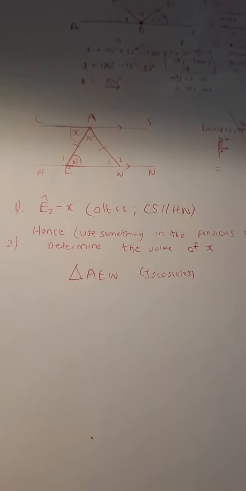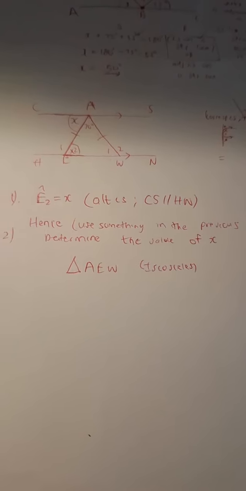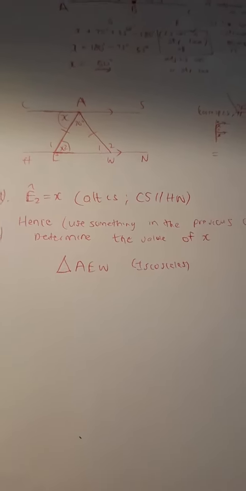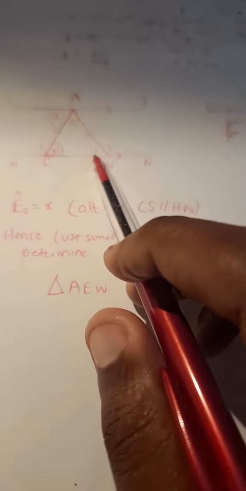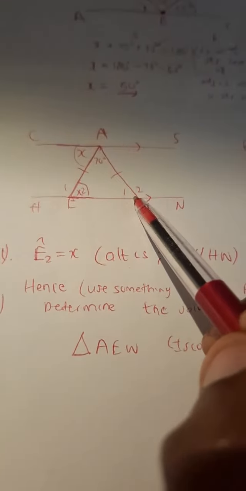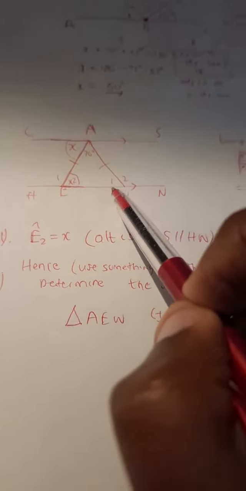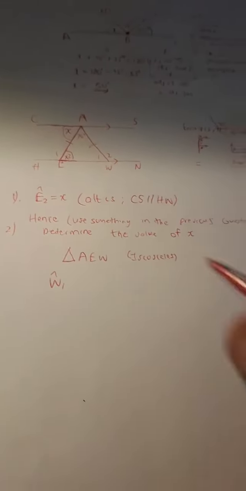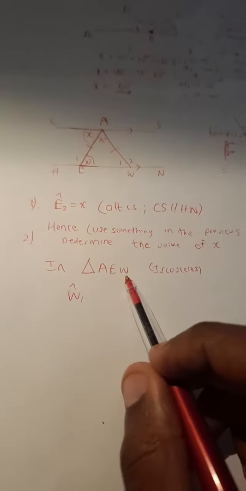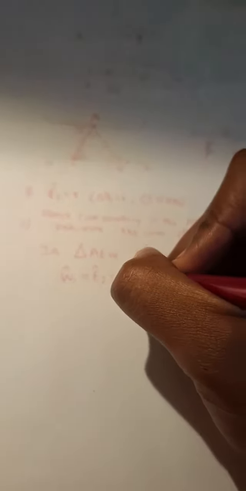Liam has just said, and I want you to look at what Liam has said, because that is what we need to always keep in mind when we are referring to an isosceles triangle. So because the angles here are opposite the sides that are equal, we can then say the following: angle W1 in triangle AEW, angle W1 is equal to angle E2, which is equal to x.